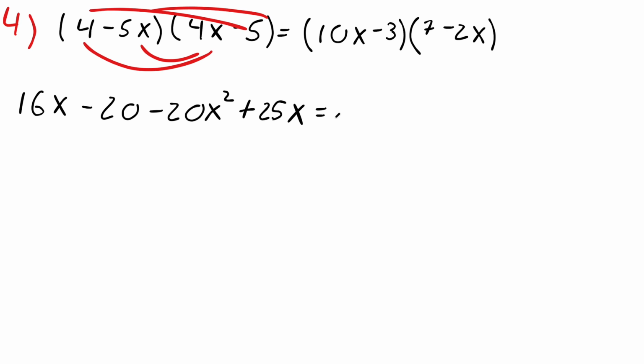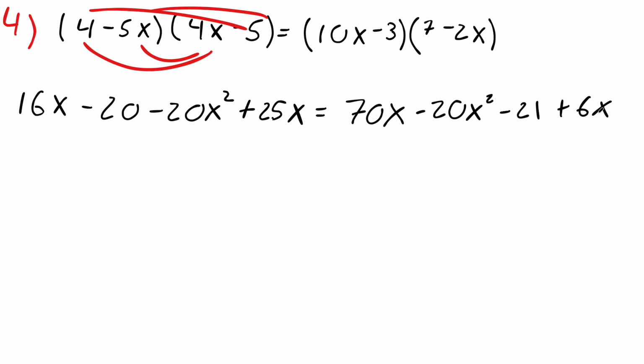And so we start with the right side of the equality. 10x times 7 is 70x. 10x times 2x would be minus 20x to the power of 2. And we keep on doing that. Same thing, but with the minus 3. Negative 3 times 7 would be minus 21. Negative 3 times minus 2x would be plus 6x.